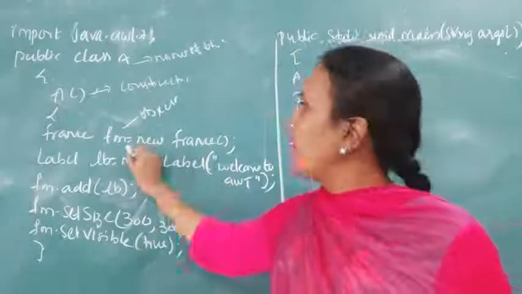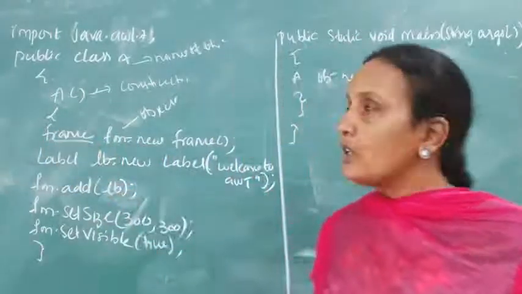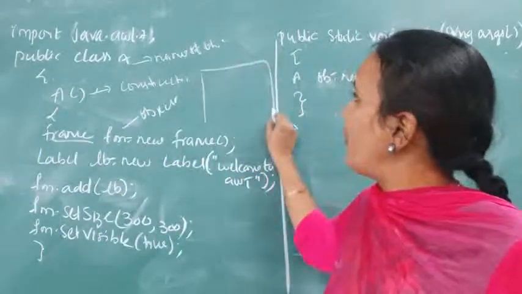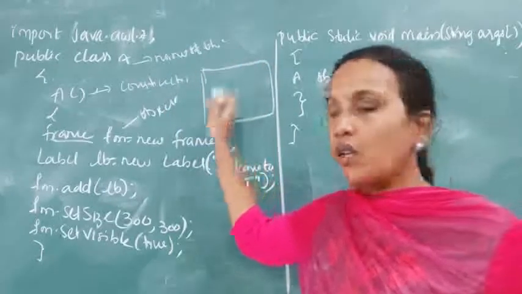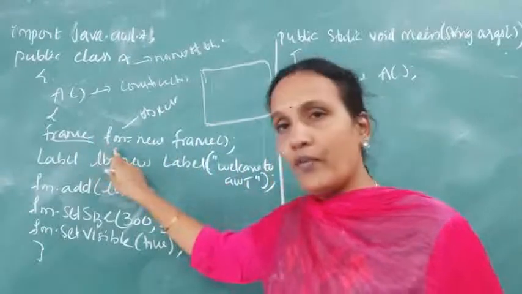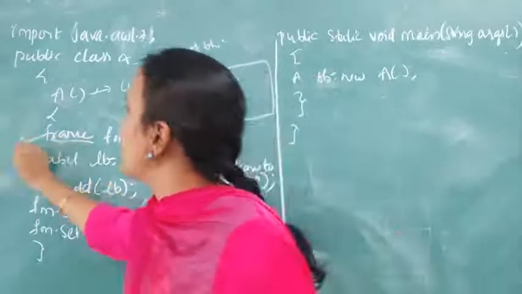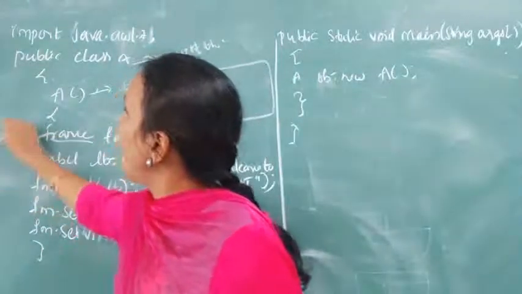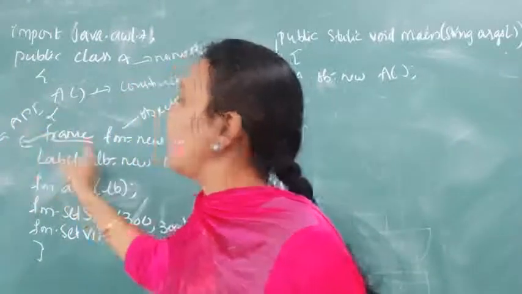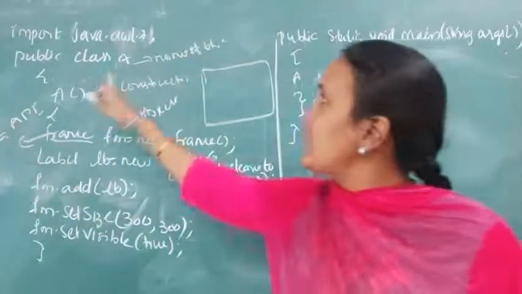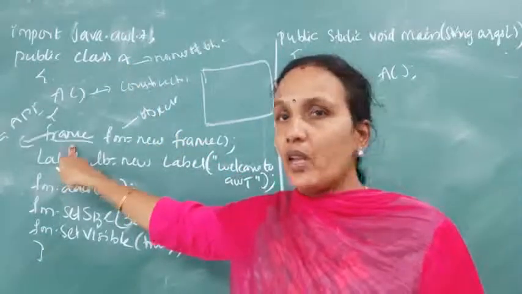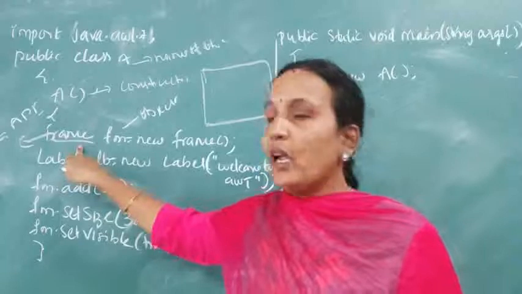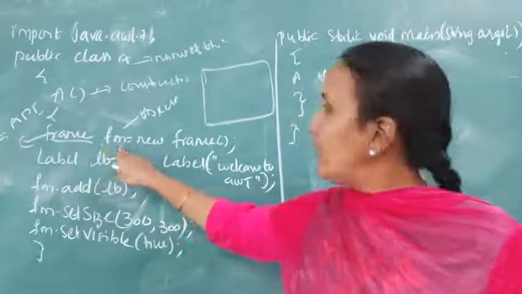Okay, and I am creating an object to the Frame class. Frame class means you will get a frame like this, so that you can add your components to this. Frame FM is an object and it is a Java API class. Means you are getting this class from Java API. So Frame is a Java API class, and for that class here I am creating an object.